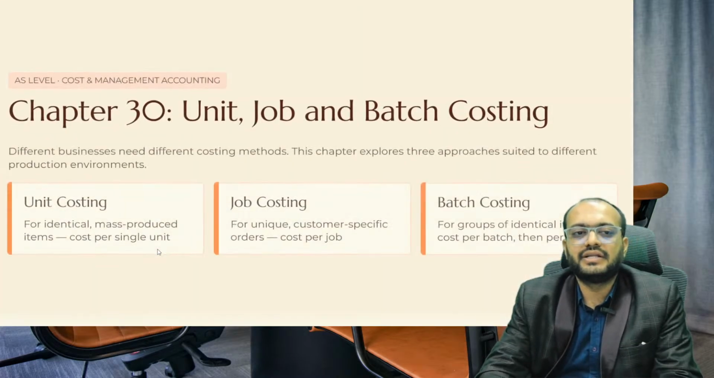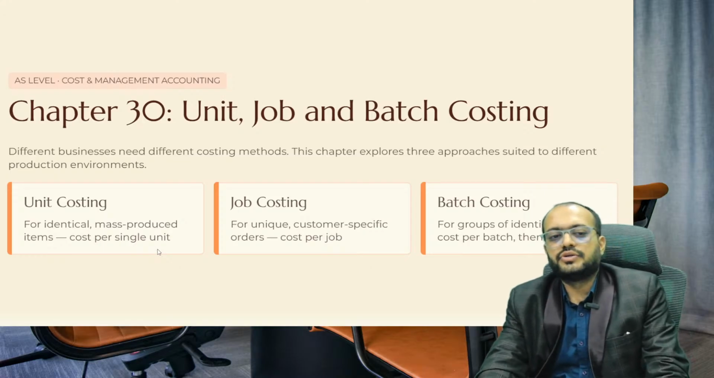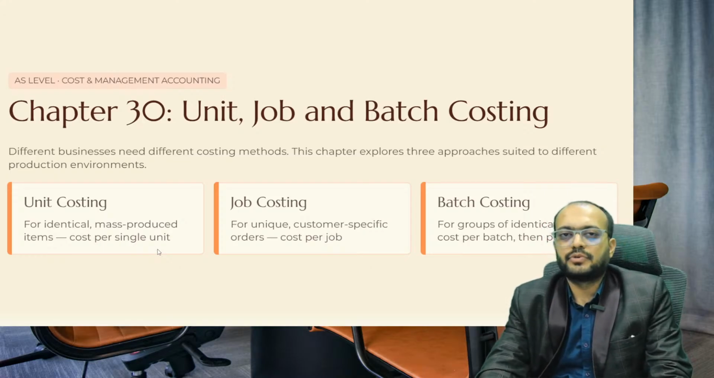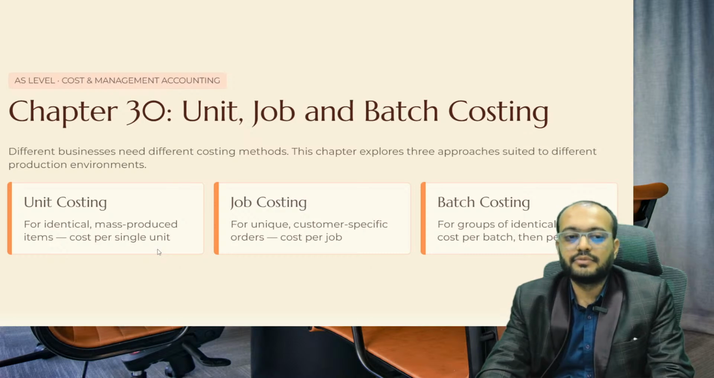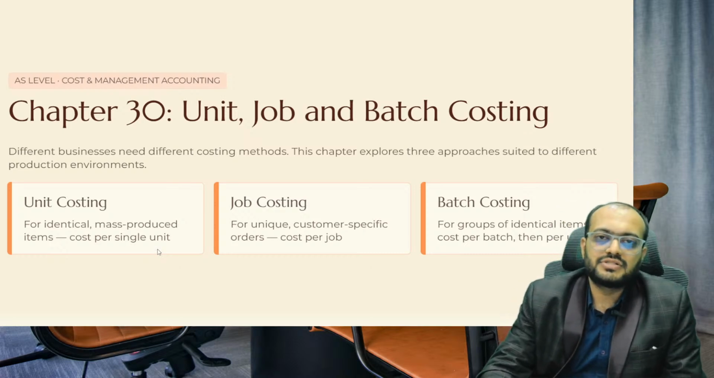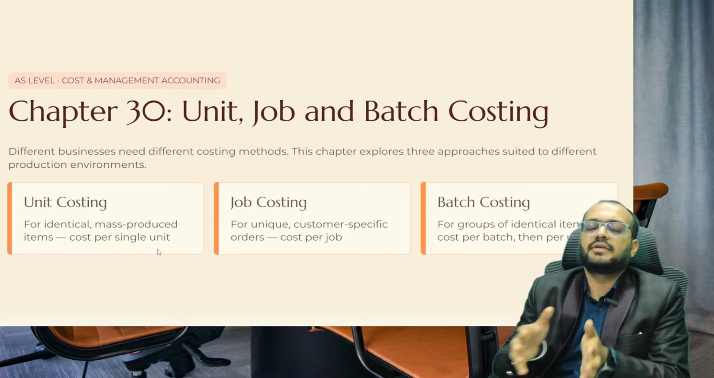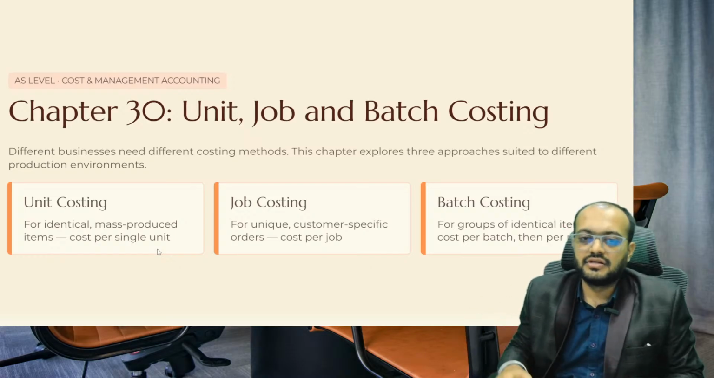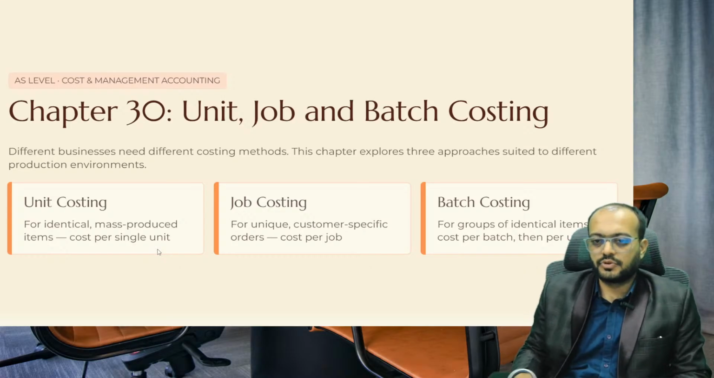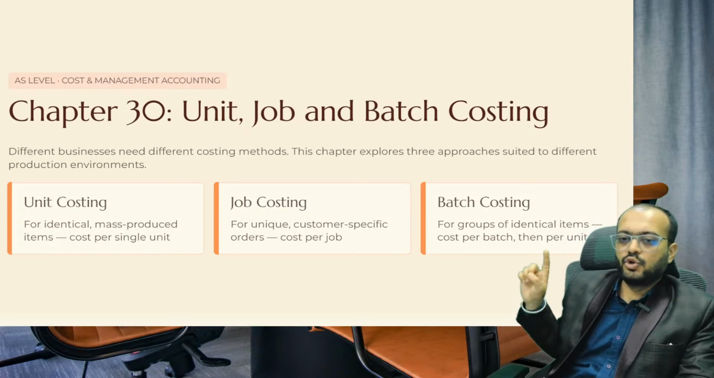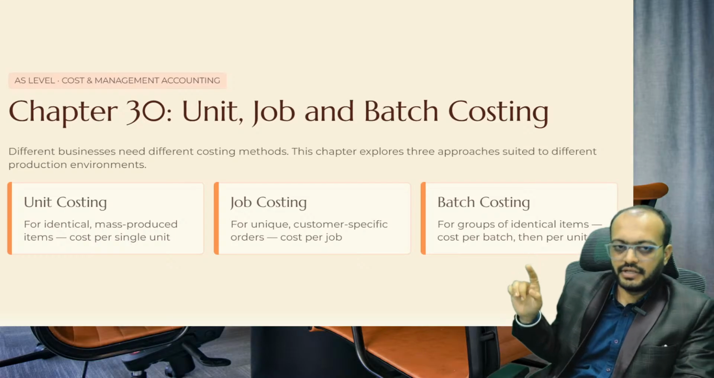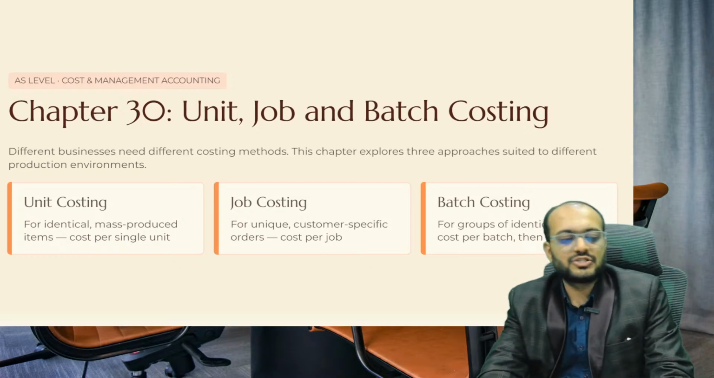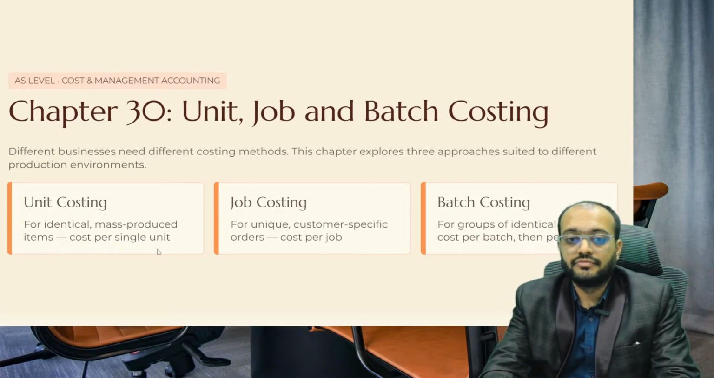Next, chapter number 30 of cost and management accounting is unit, job and batch costing. Unit costing is applicable where mass goods are produced, same goods are produced in mass quantity. Job costing is where we are preparing the goods in bulk, customer specific order. And batch costing is where a group of identical items are prepared. It depends from business to business which costing method is suitable for which business.